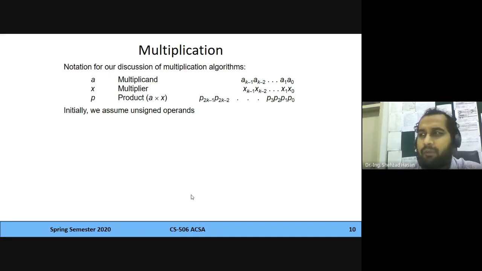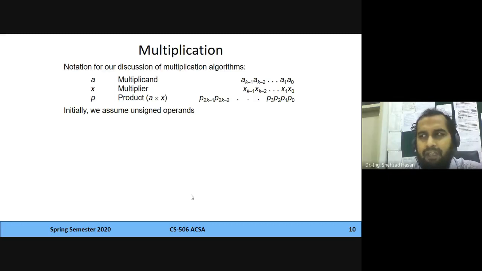Now, what's the difference in computer arithmetic? If you have k bits for the multiplicand, then you would consider k bits for the multiplier, and the product would be 2k bits, right? Because if you multiply two k-bit numbers, the maximum you can get is a 2k-bit number. This means that whenever you multiply two numbers, you get the complete result, with nothing missing. That's why we have a product of 2k bits.